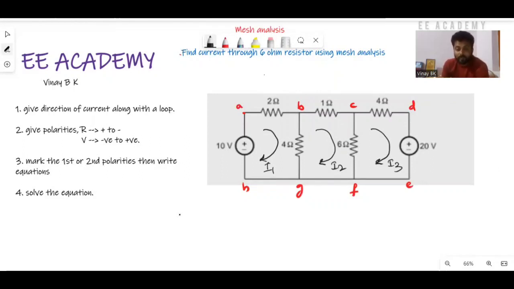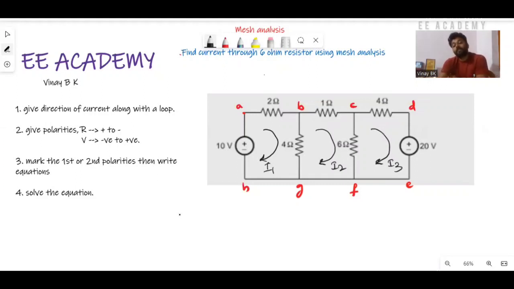Either it will have two unknown currents or one unknown current, or else we need to find all three unknown currents. Now we don't know the values of all three currents, so we need to find all three unknown currents. With the help of that, we can find the current flowing through the 6 ohm resistor. So now I'm giving the loop direction. Clockwise or anti-clockwise can be used. I'm giving the clockwise direction.